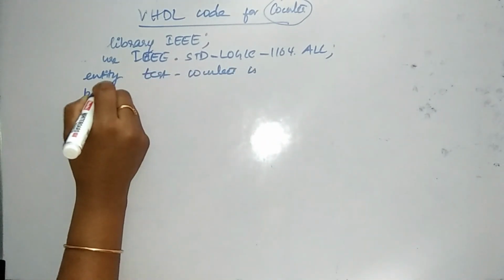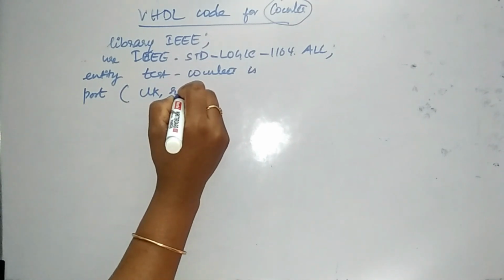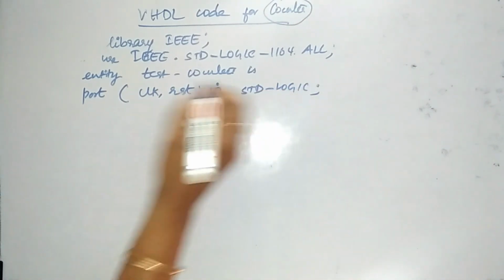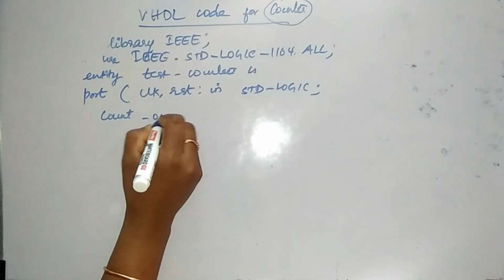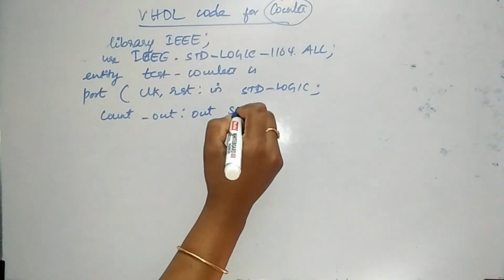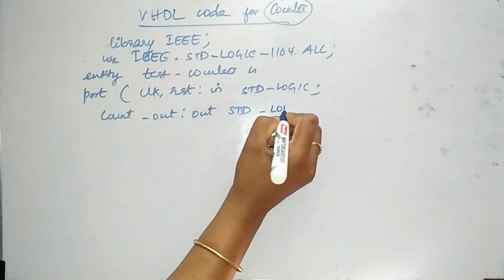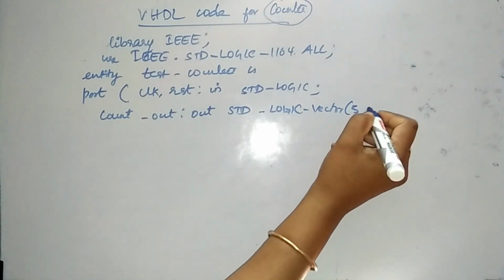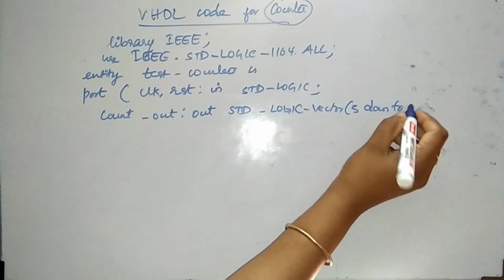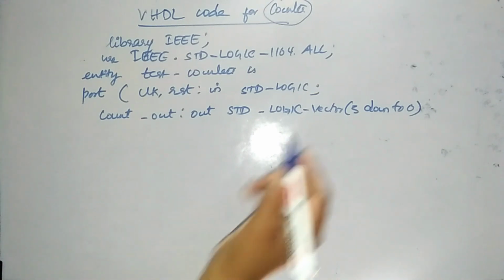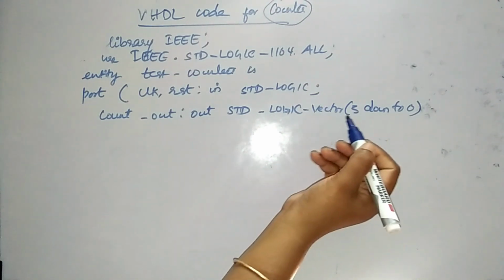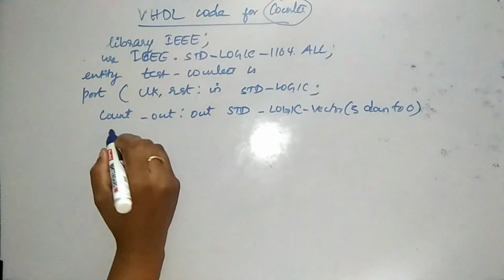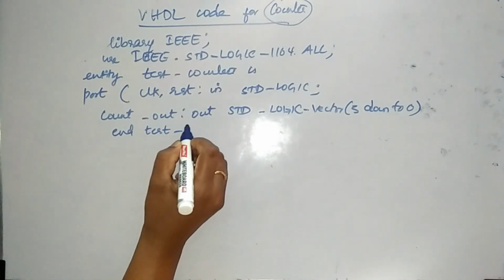Let me declare the port. Clock is my input, reset I'll write as input std_logic, and count out is my output that I am assigning. Here I'm using a vector 3 down to 0, so my count is assigned as a vector from 0 to 3. That means this is a 4-bit counter, right? Because the vector is given as 3 down to 0. Let me end the declaration of my inputs and output for test counter.